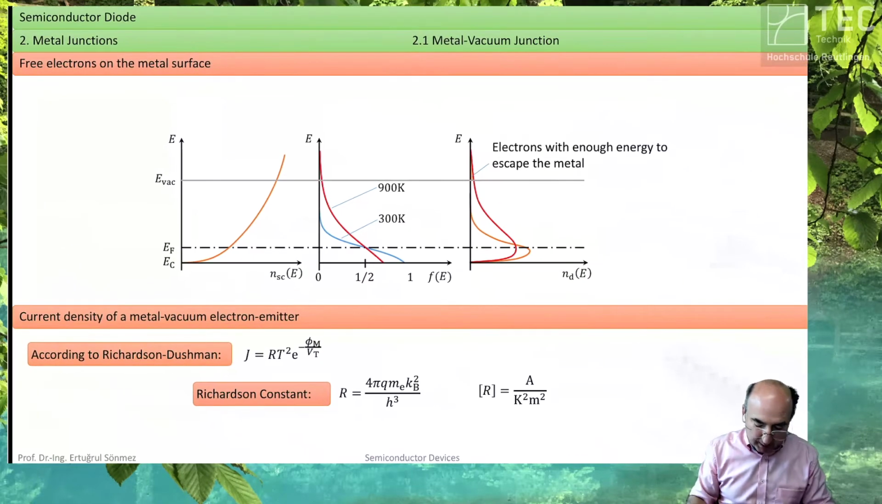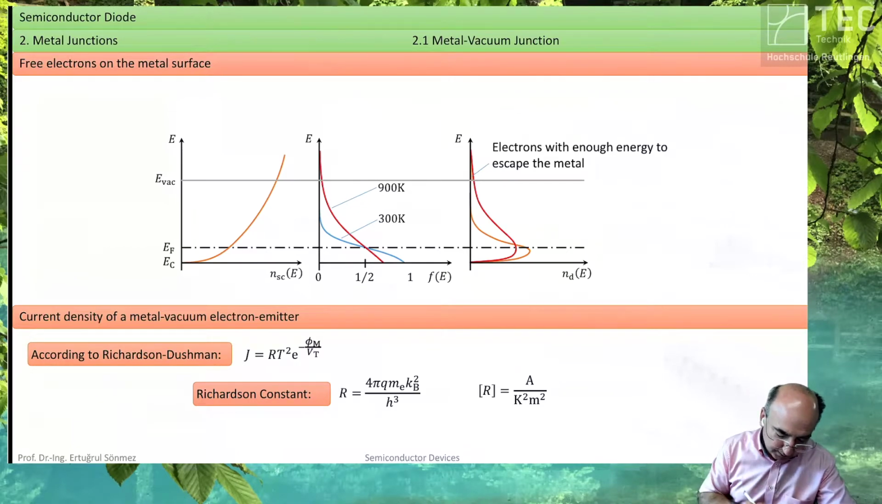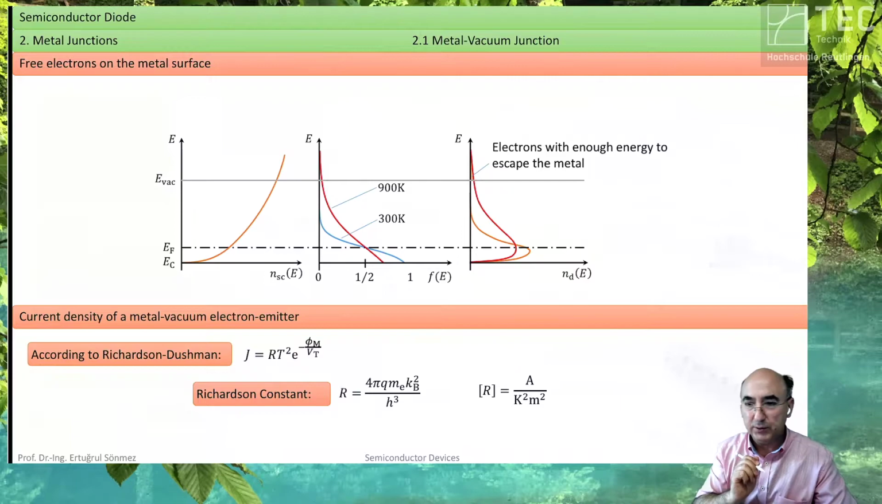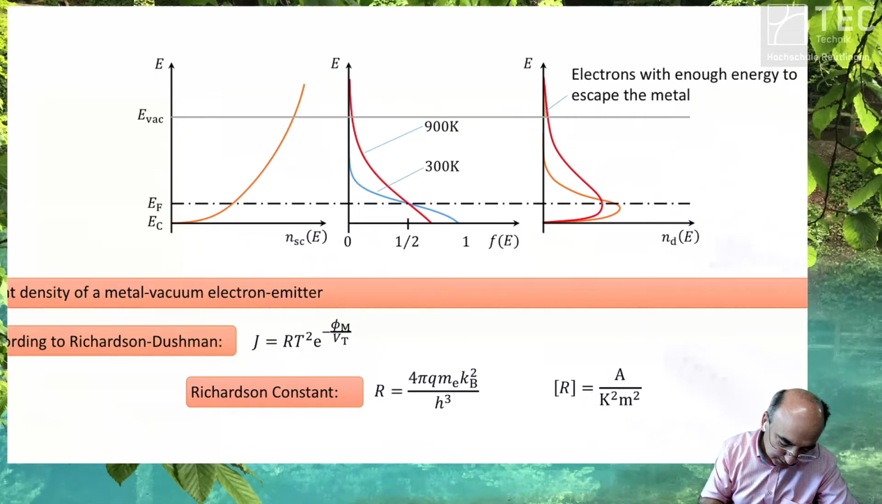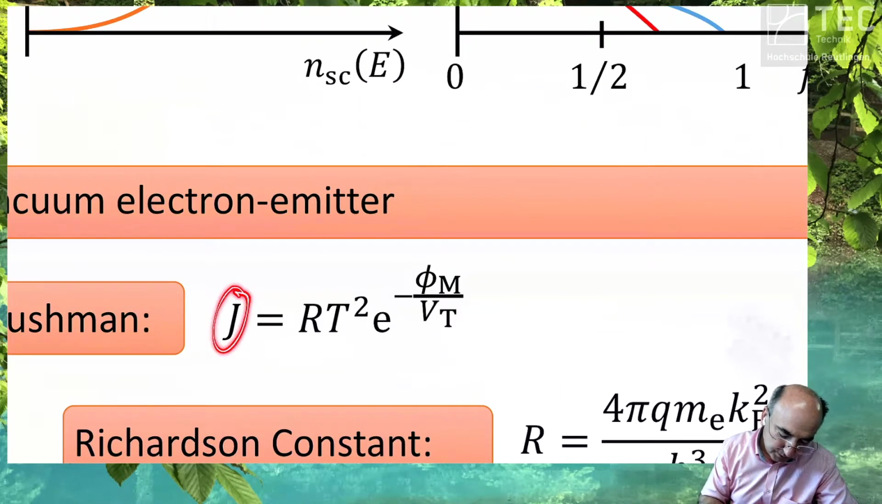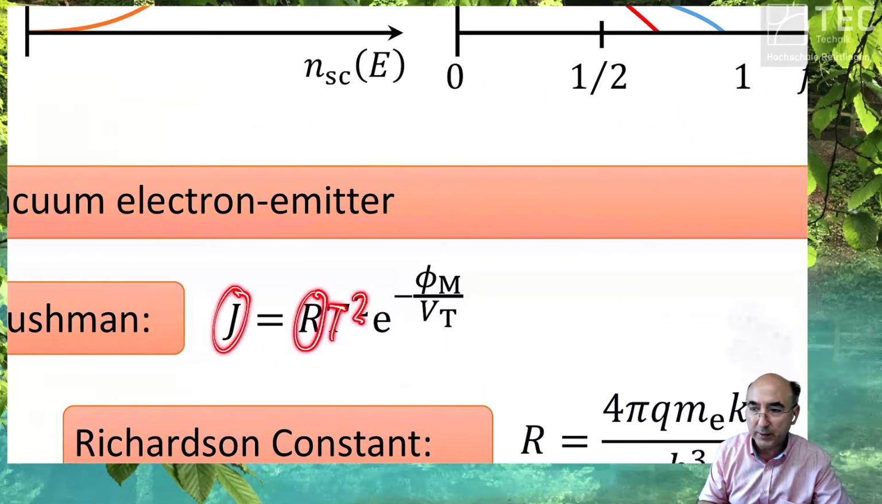Okay, and if you calculate this and say, I can have these electrons somehow for current production, then I can calculate the current density with the Richardson constant times the temperature to square. You know its units.